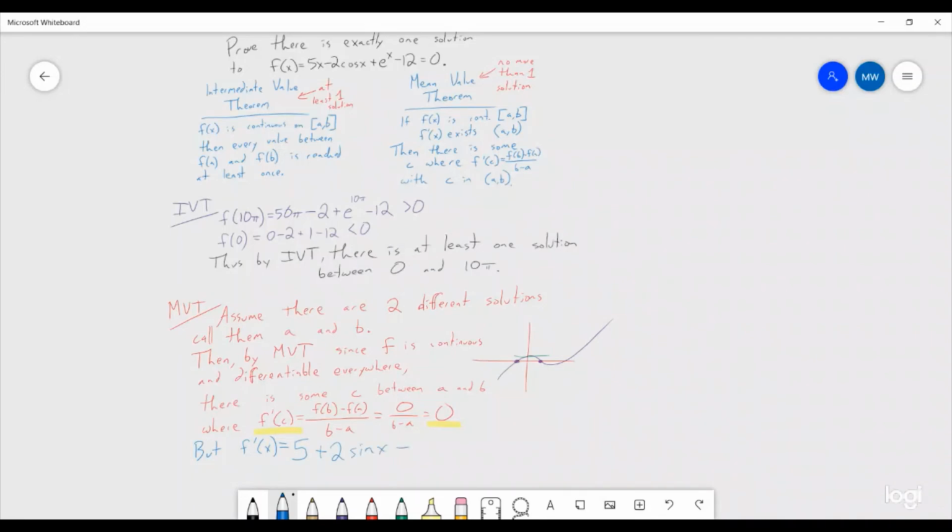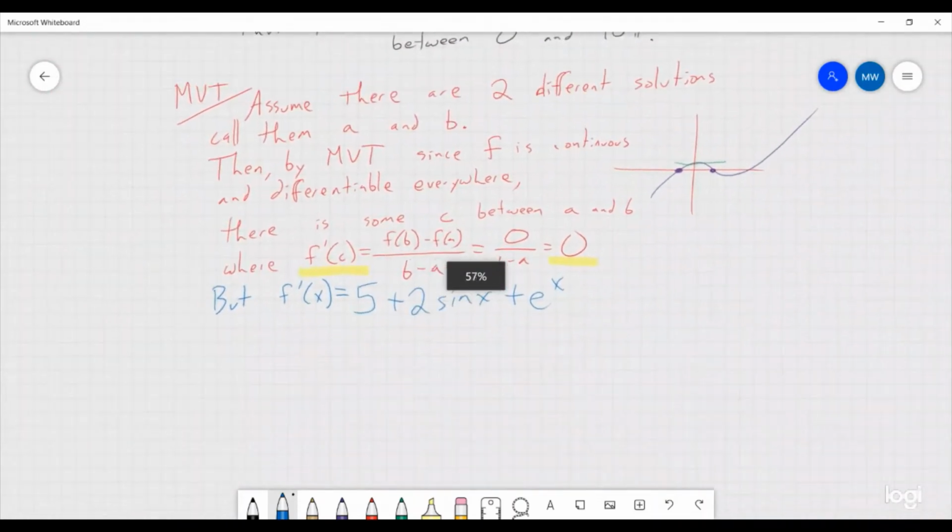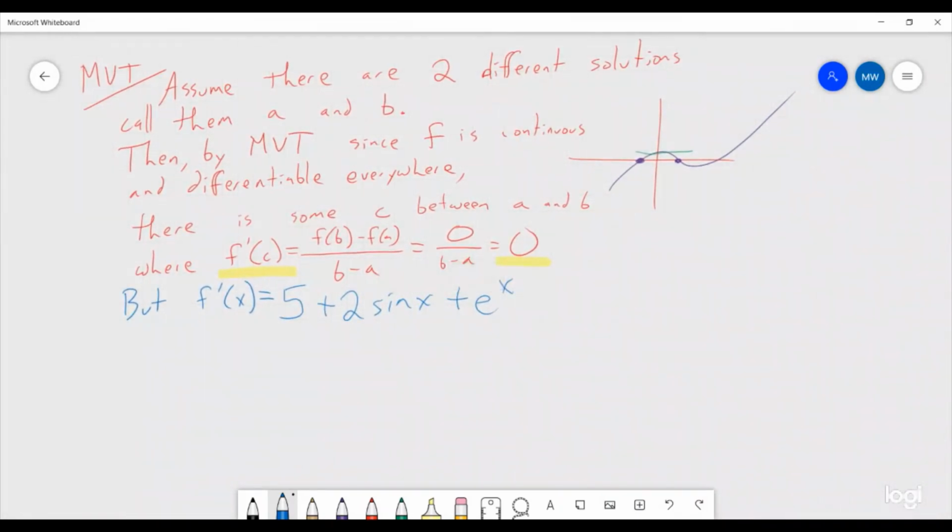Well, plus e to the x. And then derivative of 12, that's 0. So that means that this is our derivative. Is this ever negative? Well, plus 2 sine x, what's the smallest that could ever be? Well, that would be when sine is negative 1. So that means that this is strictly bigger than or equal to 5 minus 2 plus e to the x, which is 3 plus e to the x, which is always positive. It's never equal to 0.